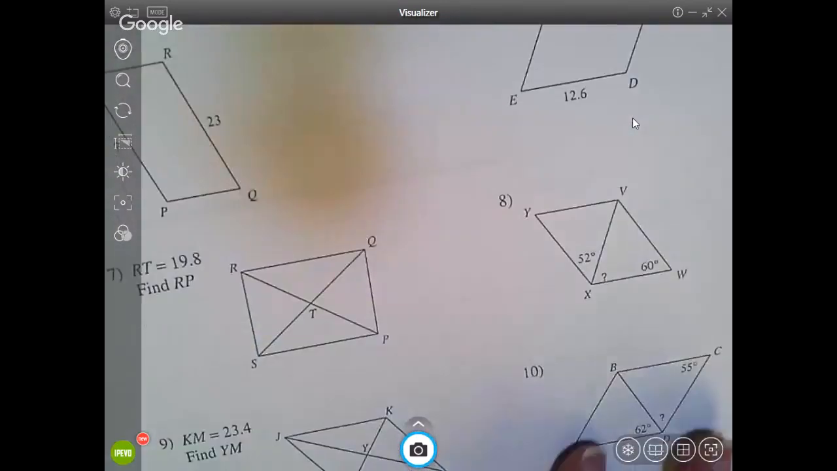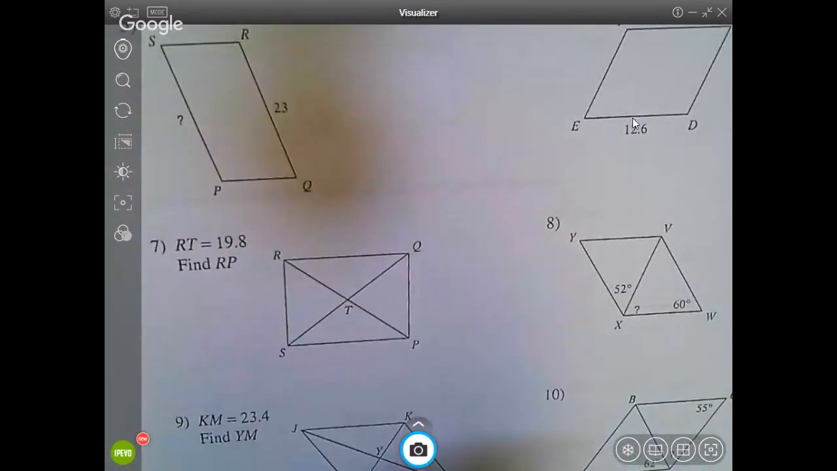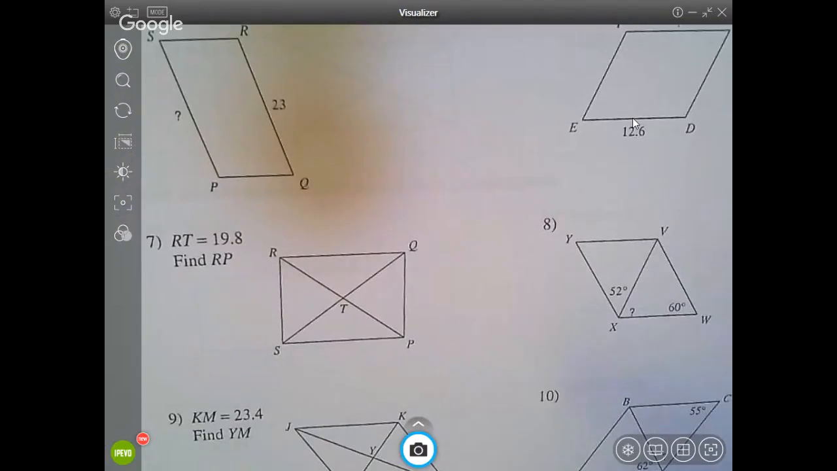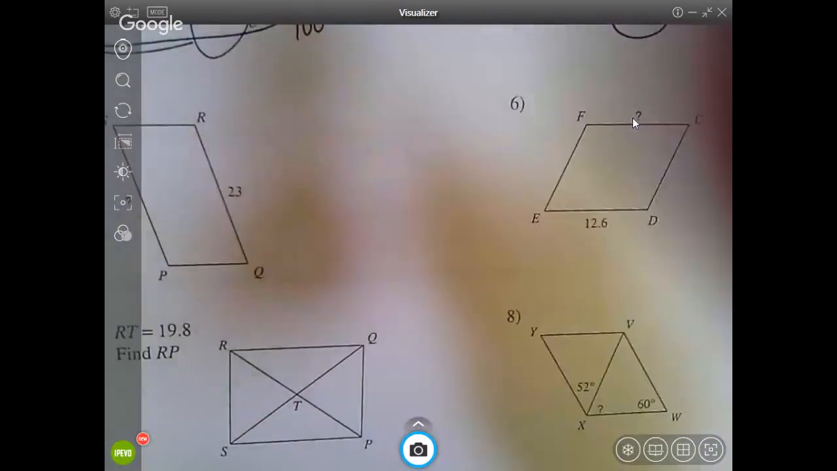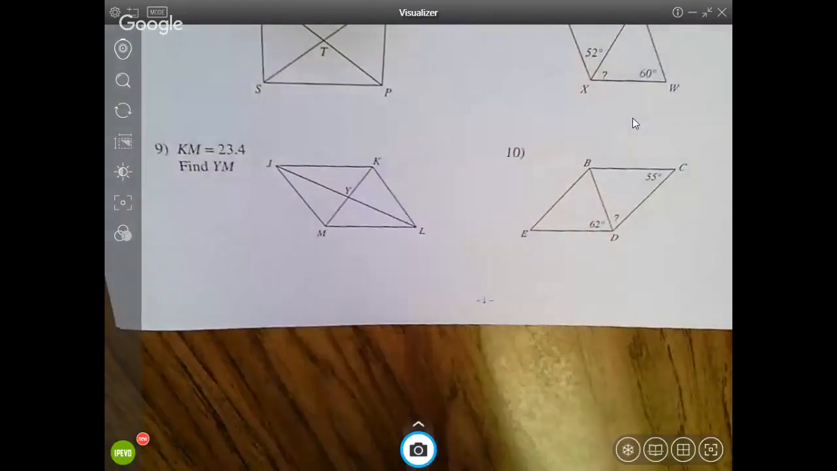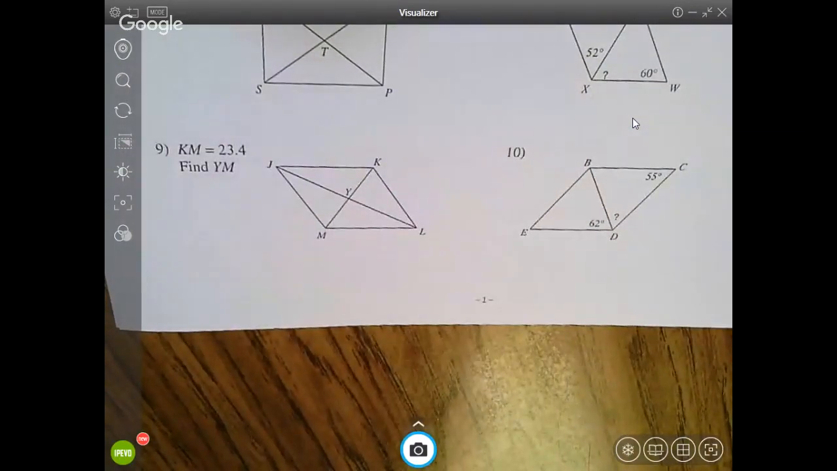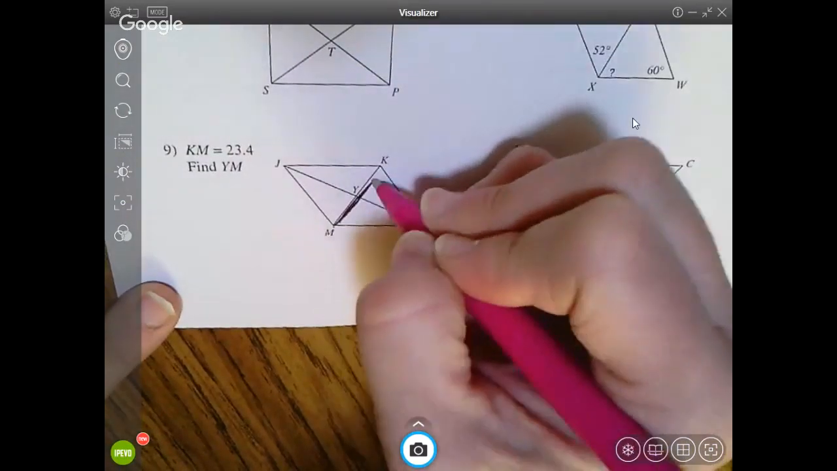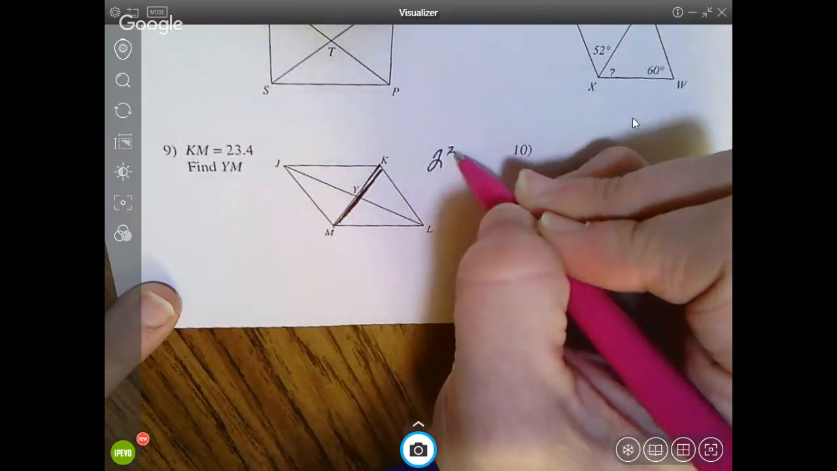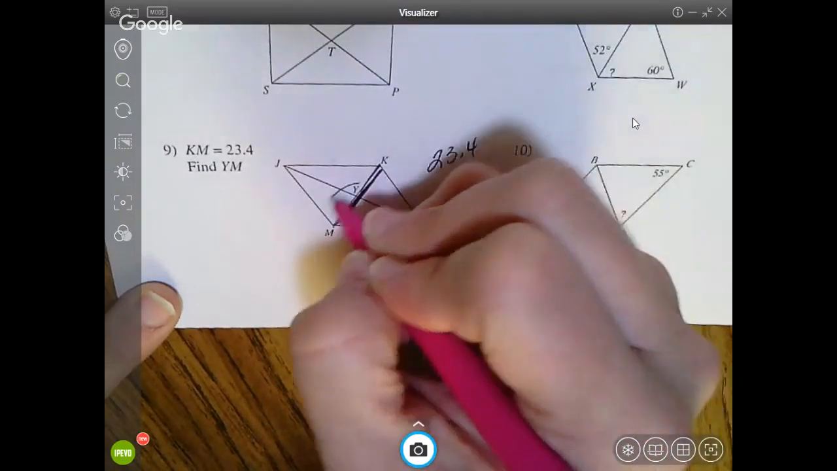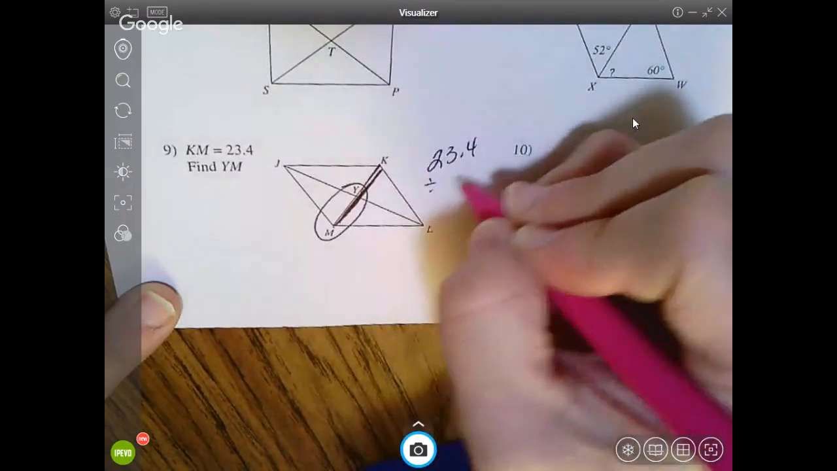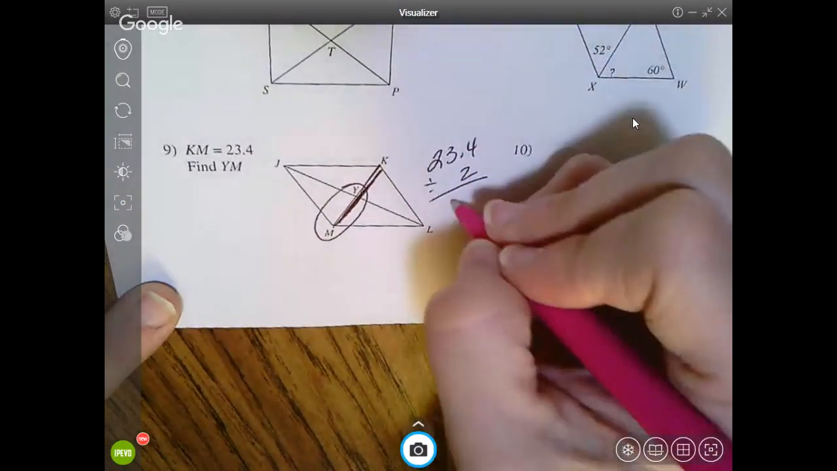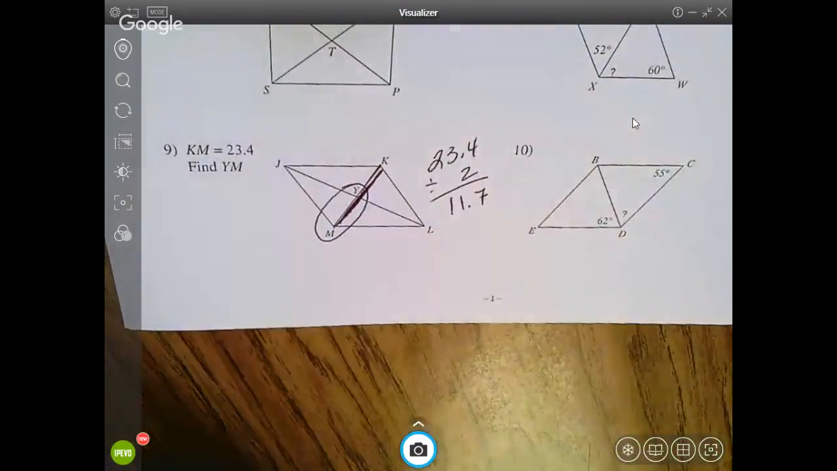Okay, down here, you need to come up with YM, KM. Okay, just a couple things to remember. If we look at number 9, diagonals in a parallelogram bisect each other. So that means it cuts it in half. So if KM is 23.4 and it wants YM, which is this piece, all you do is divide by 2. 11.7.